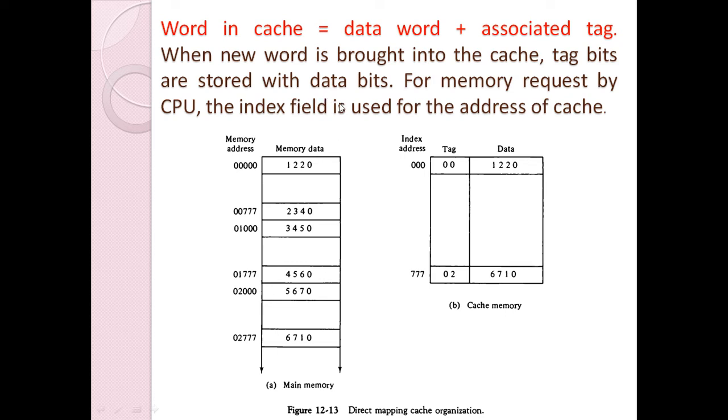So when a word is brought to the cache, the tag bits are stored with data bits. For a memory request by the CPU, the index field is used as the address of the cache and tag bits are matched to confirm whether the complete address data is available or not.